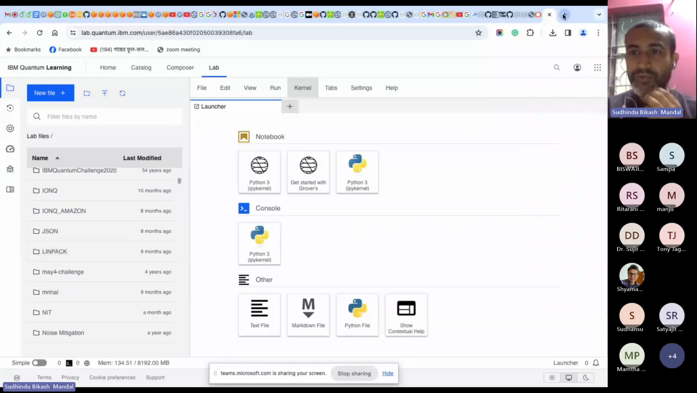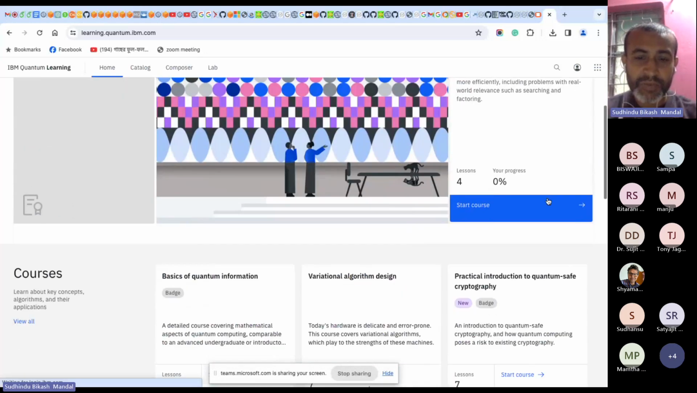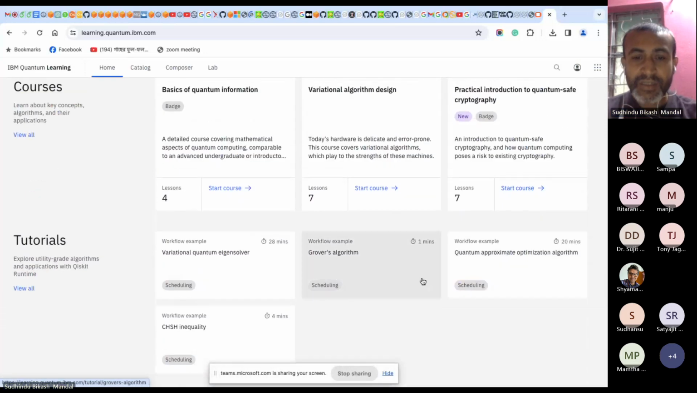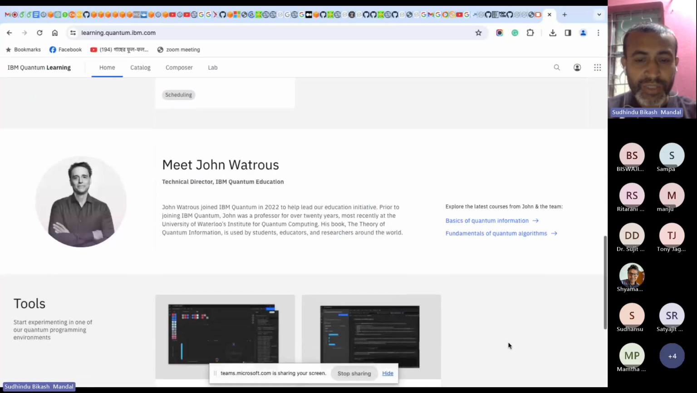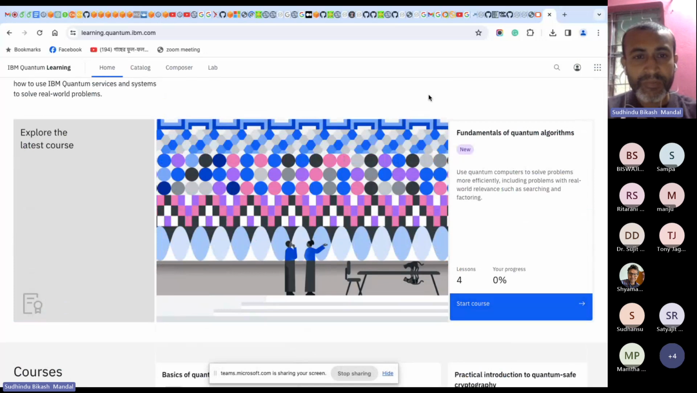First of all, if you want to do any computing in IBM Cloud, you need an IBM Cloud account, an IBM Q login account. I already have an account, that's why I entered. If you go to this home, I'm showing you, you will get this type of screen. Here you will find so many learning materials and tutorials from this IBM Q site. All of these are free.